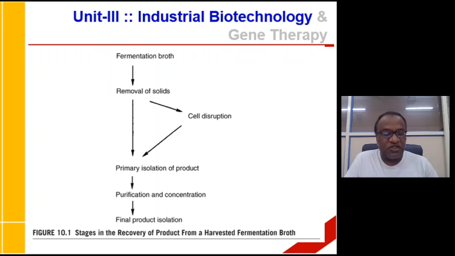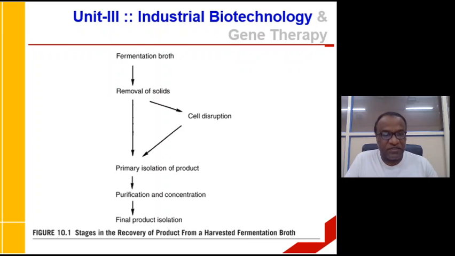In the next stage, the broth is fractionated or extracted into major fractions. That is done by using ultrafiltration, reverse osmosis, adsorption, or even the chromatographic techniques, say for example ion exchange chromatography, gel filtration chromatography, or affinity chromatography. Then we have liquid extraction, two-phase aqueous extraction, supercritical fluid extraction, or precipitation.